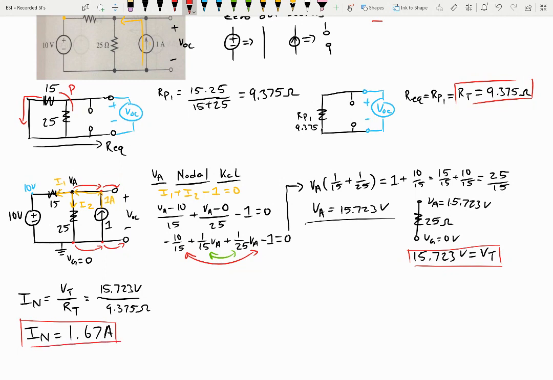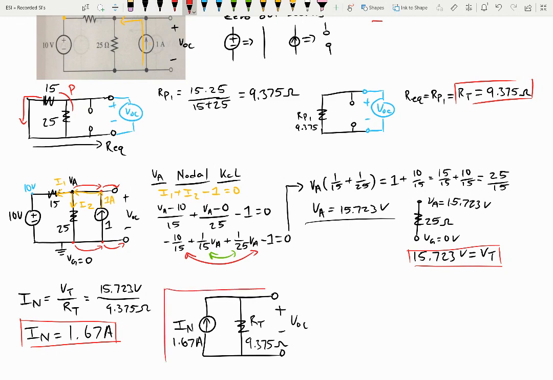Okay. So that is all three of our values. So if we were to drop that in our Norton circuit, we would just have this. Okay, so this is our Norton equivalent circuit.